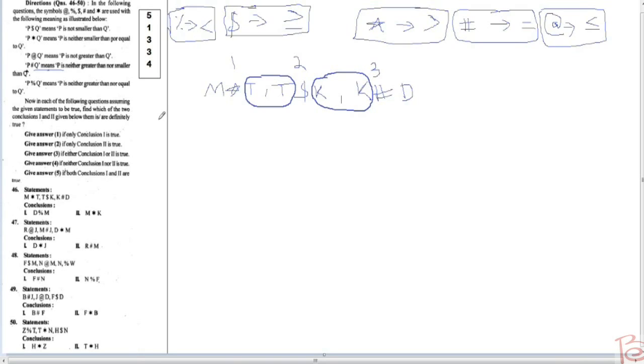If this is the case, then we can write it straight away as M star T, and we can combine it, writing it as one T, then K, we can write K as one K, then D. Okay, so this is the combined statement.